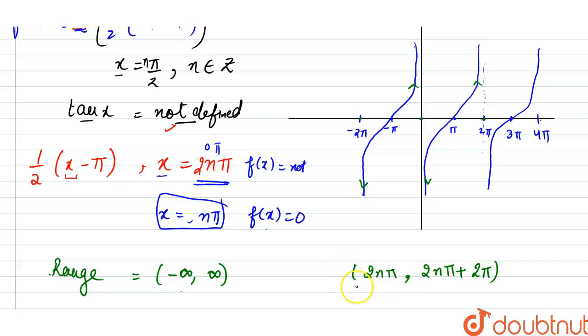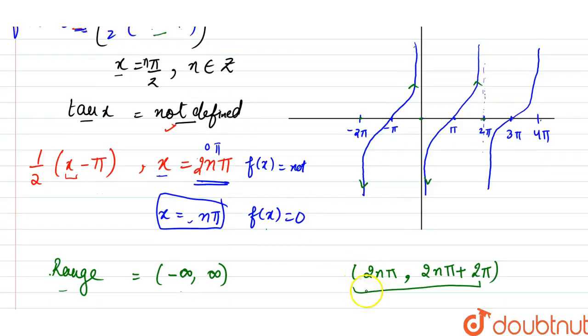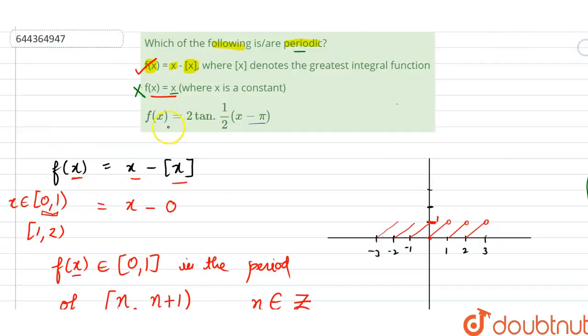So we can say that the period after which the function tan of half x minus pi attains its values is this period. That means the tan function that we have been given is also periodic. So option number 1 and option number 2 are examples of periodic functions.